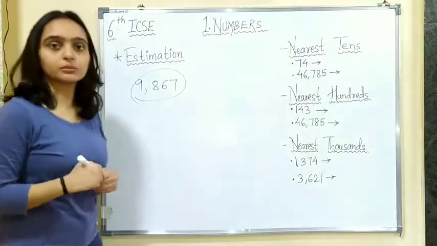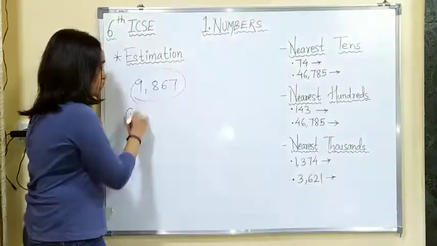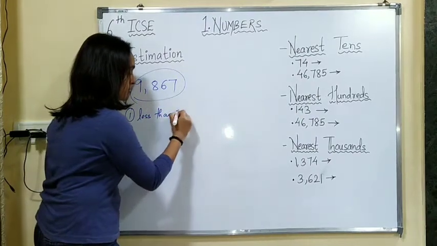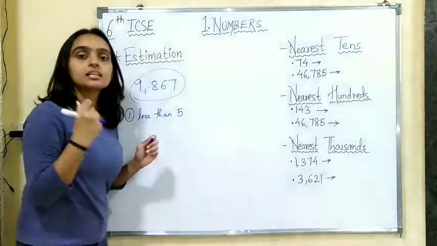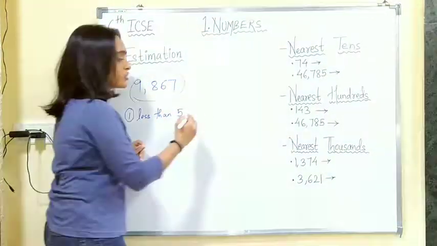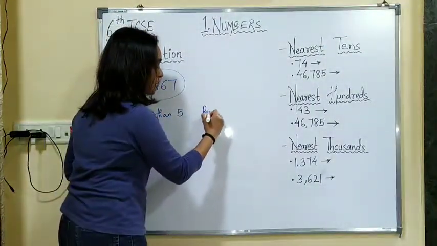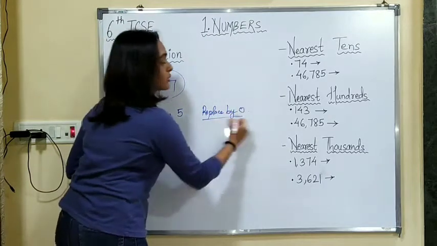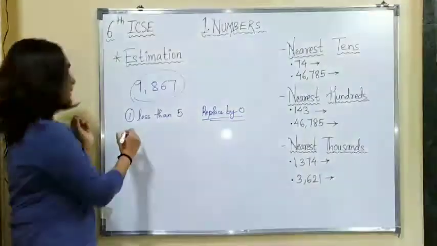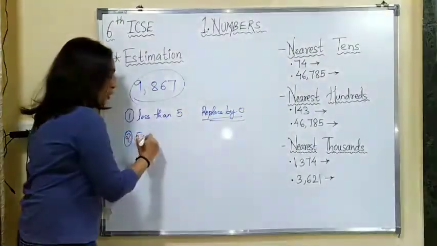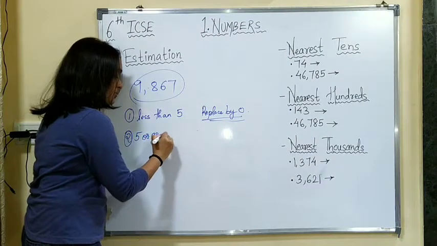While estimating a number, there are only two rules. The first rule says if the digit is less than 5, that is, 0, 1, 2, 3 or 4, then you have to just replace that digit by 0. That's it.